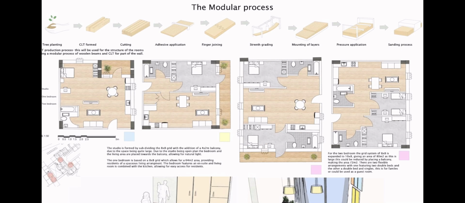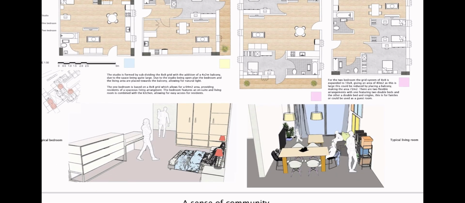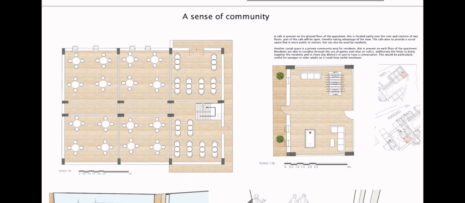And then here I really zone in on the floor plans, showing the layouts, how I wanted to keep it quite open planned, especially for the studio where there's not a lot of space, and trying to use sustainable finishes such as timber. And then some common interior space such as a typical bedroom or typical living room that you might see.